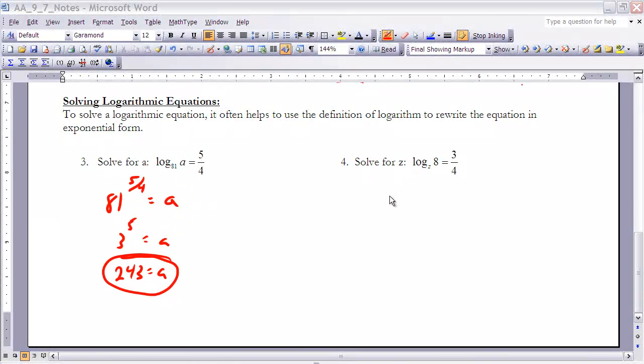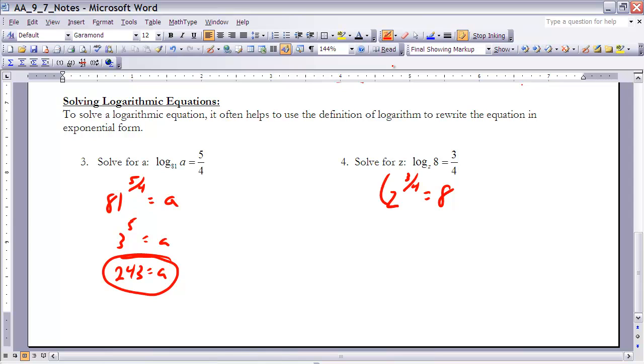Finally, let's take a look at example 4. It says solve for z, and it says the log base z of 8 is equal to 3/4. So once again, I'm going to use the same idea. If that's the case, I can write that in exponential form, which would be z raised to the 3/4 power is equal to 8. So now think about that. I'm asking myself the question, what number can I raise to the 3/4 power to get 8?